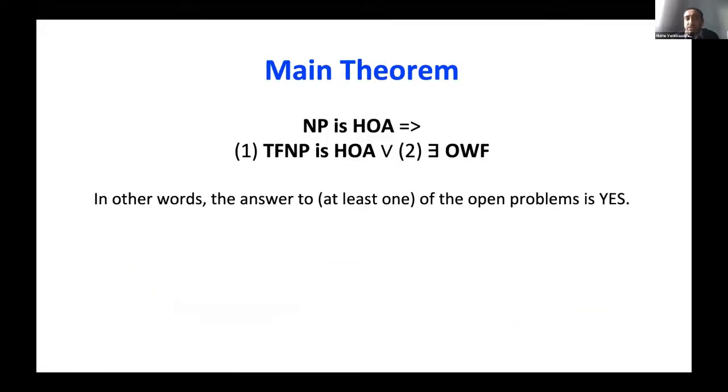So the main theorem that we show here is that if NP is hard on the average, then either TFNP is hard on the average or there exist one-way functions. At least the answer to one of these open problems is yes.